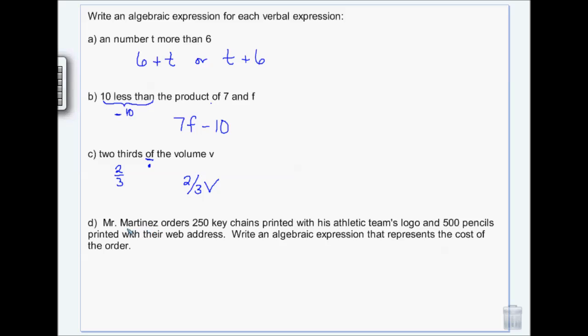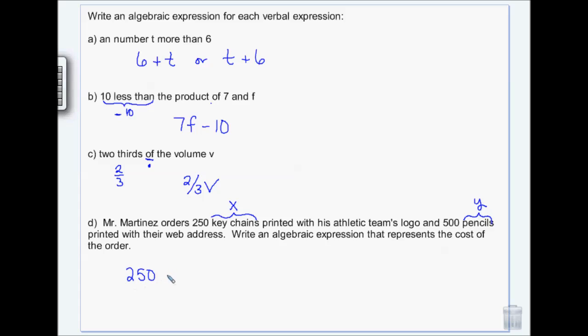Mr. Martinez orders 250 keychains printed with his athletic team's logo and 500 pencils printed with their web address. Write an algebraic expression that represents the cost of the order. Now, it doesn't tell us how much each of these costs, right? So we could call keychains X and pencils Y, or you could say K and P. You can use whatever letters you want.